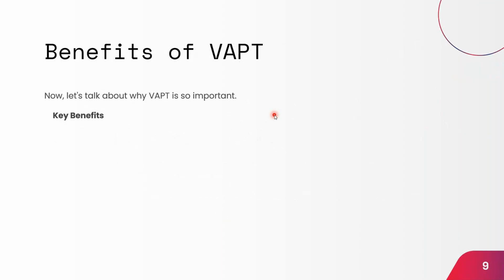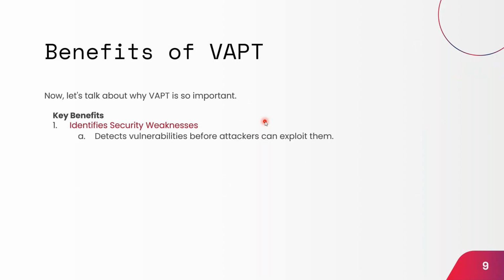So what are the key benefits of learning or having this VAPT in the organization? It helps them to identify the security weaknesses. Let's say you identify the security weaknesses before someone exploits them, what happens? It is a major advantage for you, right? You are maybe stopping a data breach, correct? Which might cost you a lot.